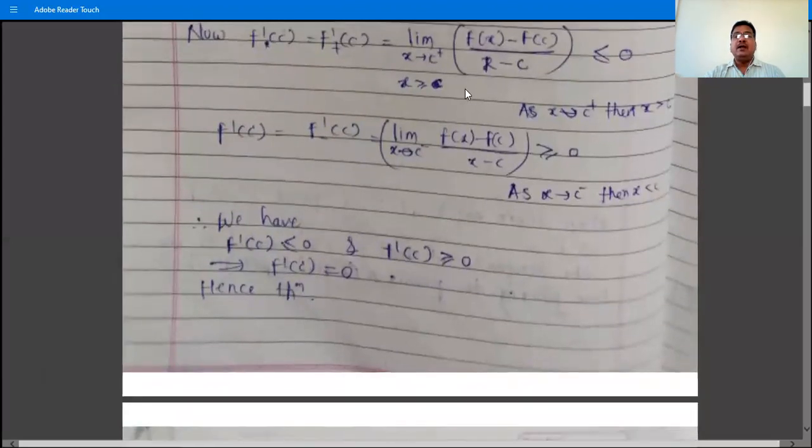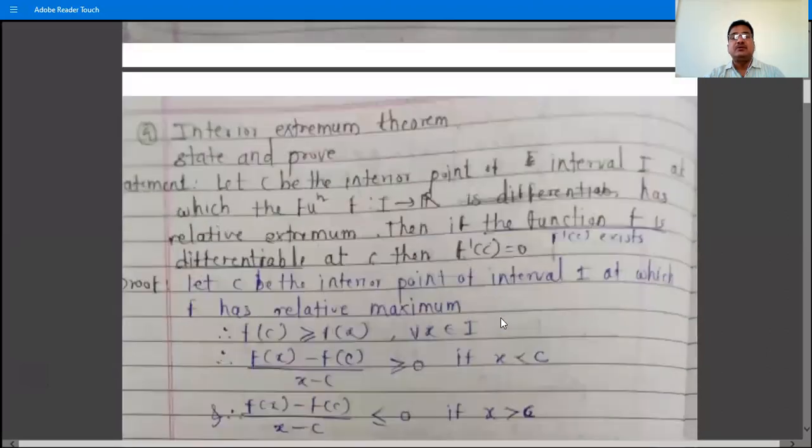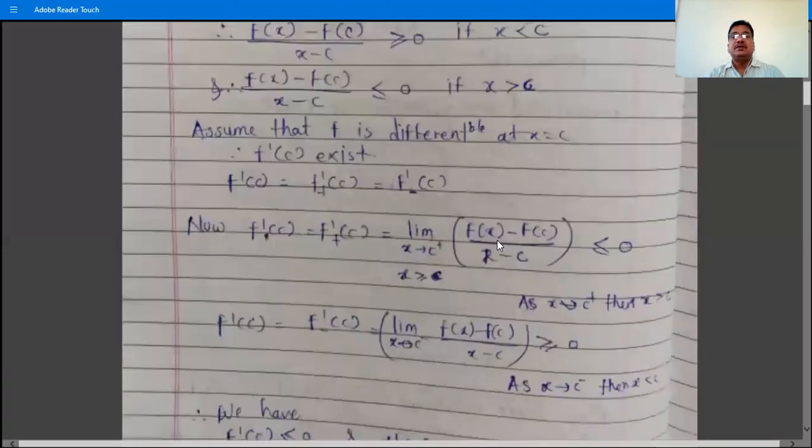And so from 1 and 2, what do we have? From these two, we have f'(c) is less than or equal to 0, and from this we have f'(c) is greater than or equal to 0, and this implies f'(c) is equal to 0. Because f'(c) being less than 0 as well as greater than 0 is not possible. So f'(c) is equal to 0, and hence the theorem. That is what we wanted to show, f'(c) is equal to 0. So this is the interior extreme theorem.